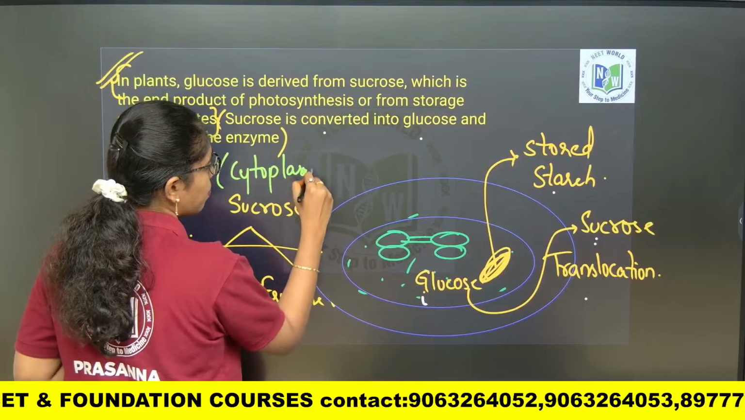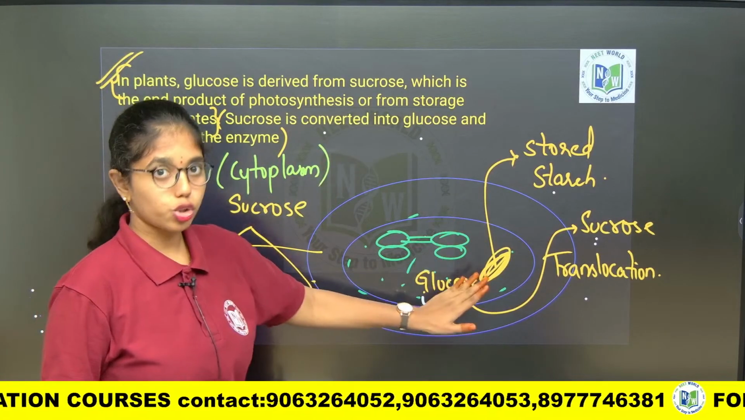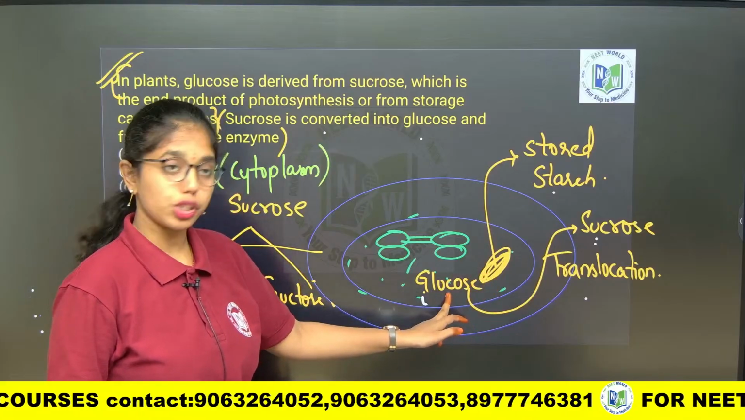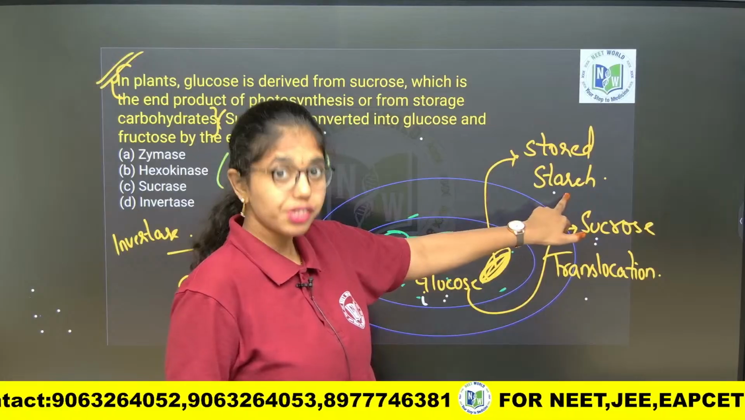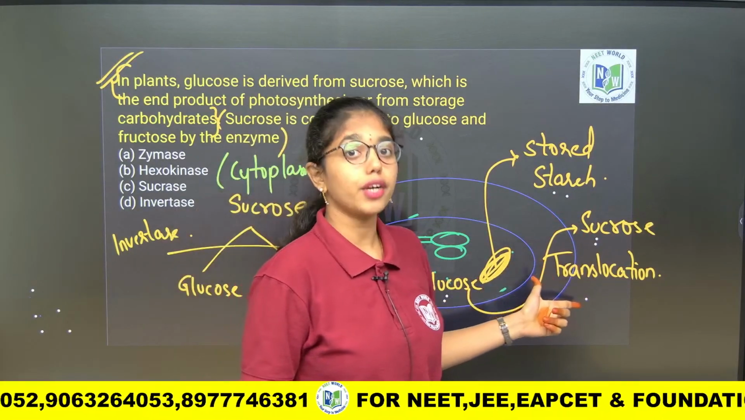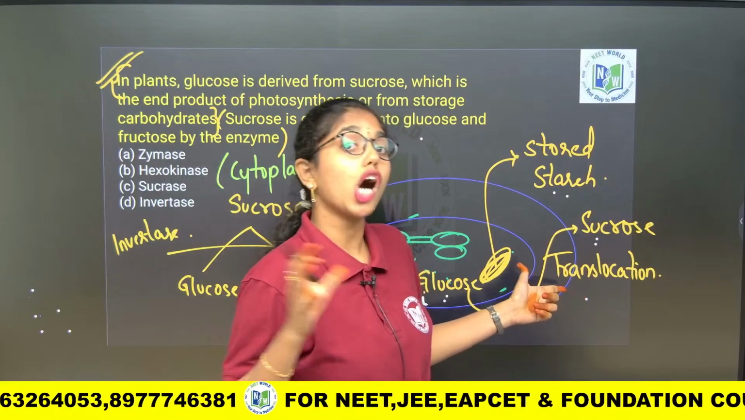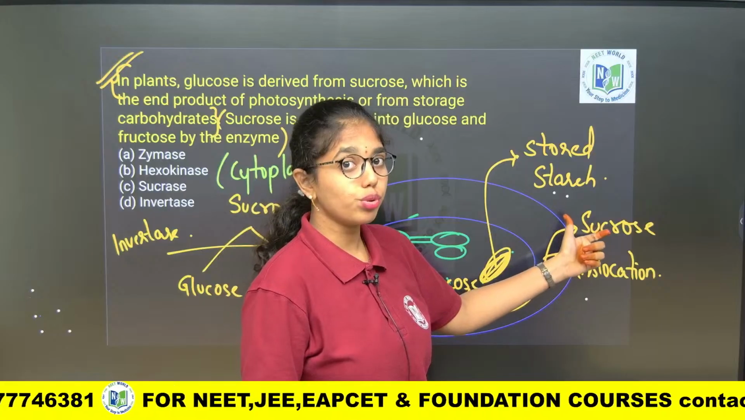Okay. This happens in the cytoplasm. Clear? In the stroma of the chloroplast, glucose, which is the primary product, if it has to get stored, will be stored in the form of starch inside the starch granules. If it has to be translocated for the process of respiration, for oxidation, then the glucose is converted to sucrose.